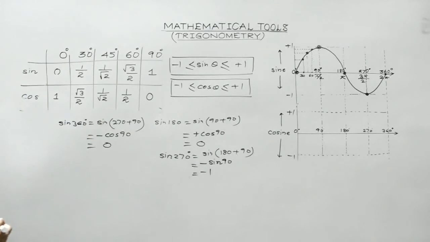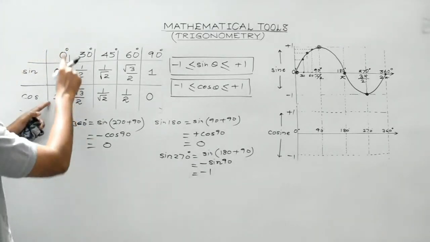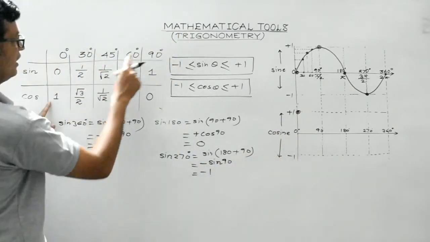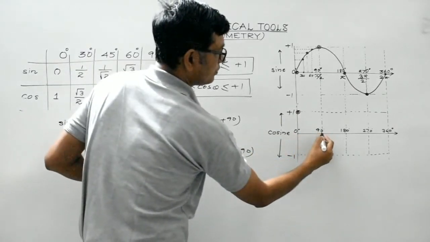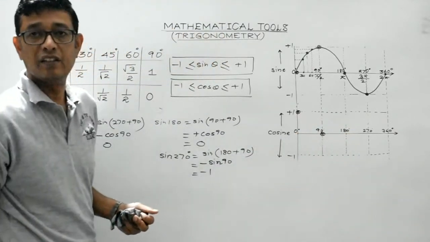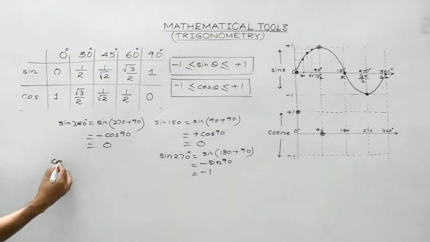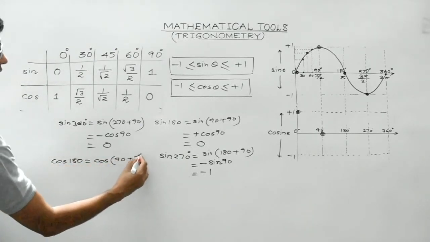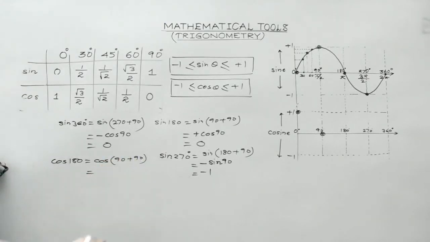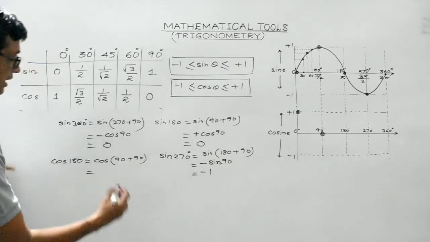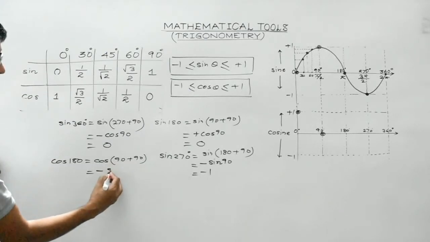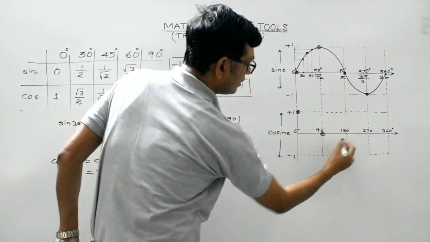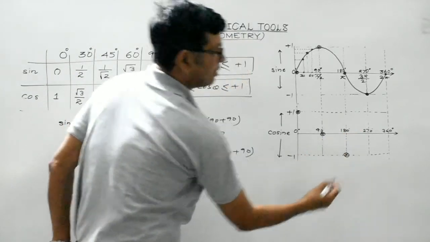Similarly, if you plot a graph for cosine function, you can check. Cos 0 is 1. Cos 90 degree is 0. Cos 180 degree can be written as cos 90 plus 90. It's in the second quadrant, where cos is negative. So cos 90 plus theta is minus sin theta. So it is minus sin 90, so it will be minus 1. So cos 180 degree is minus 1. So this will be the point.